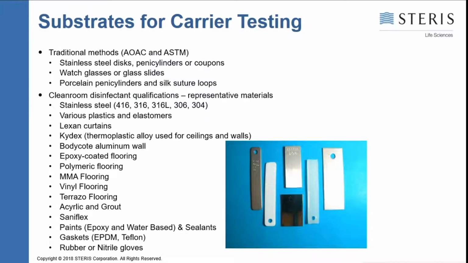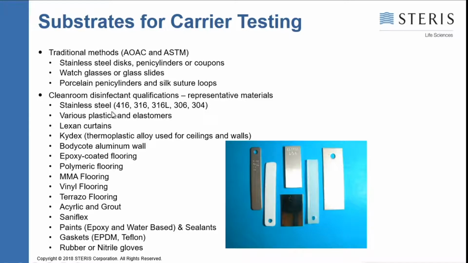And with coupons, there's a whole big plethora of different coupon options out there. So you will have to decide through a complex risk assessment matrix which ones you're going to utilize. So for manufacturers, there are AOAC and ASTM methods where we can use things such as stainless steel penny cylinders with the AOAC methods, watch glasses, porcelain penny cylinders, and silk suture loops for the sporicidal test.